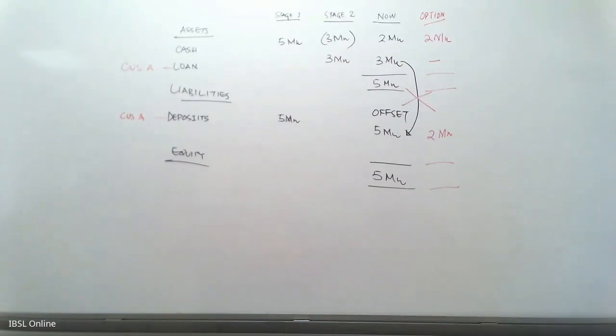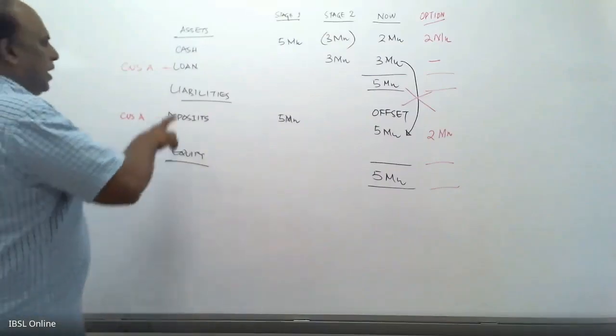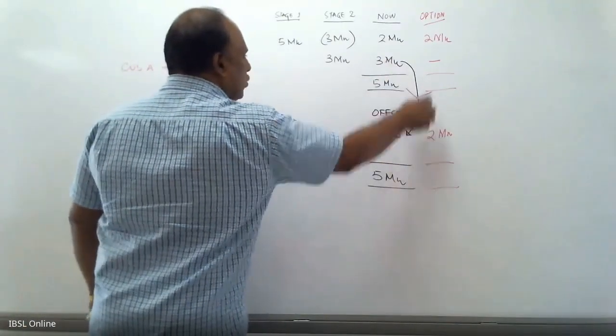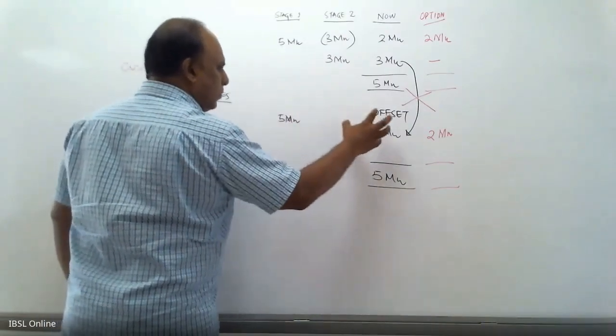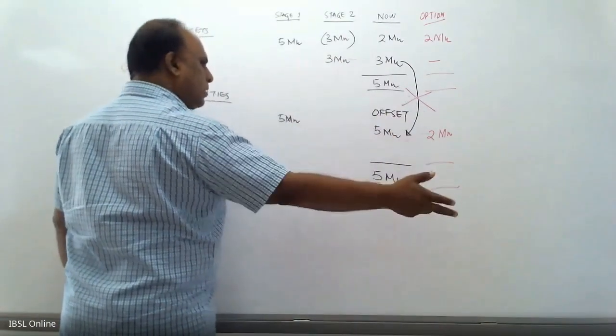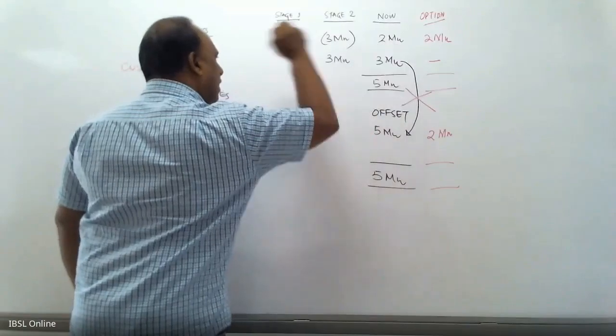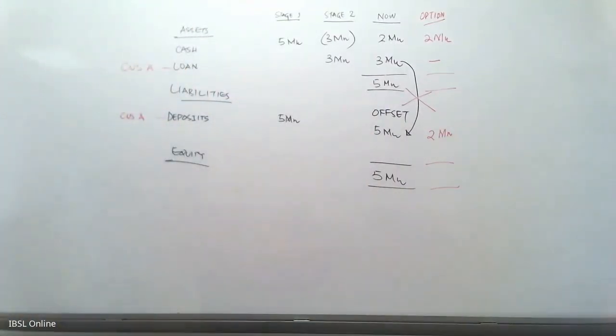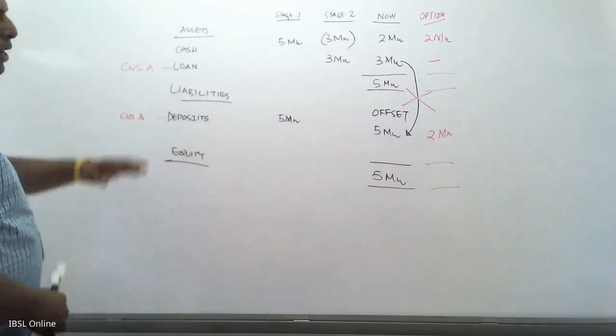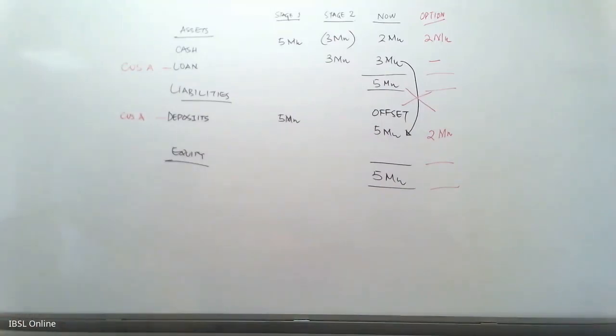Offsetting is not permitted as per LKAS 1. You can't do this. You have to keep it as it is. You have to show 5 million as deposits, and you have to receive or recover 3 million as a loan from the customer. That is what LKAS 1 is trying to explain. LKAS 1 says you can't do this offsetting when you are preparing your financial statements.